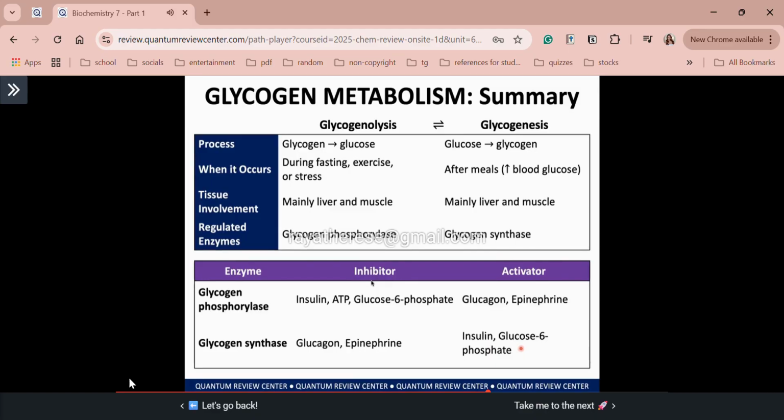Alright, so class, I hope that our discussion on glycogen metabolism is clear. Again, we simplified the discussion to be board exam relevant only. This just contains all board exam relevant information. And to end our discussion, we have a "did you know" segment.